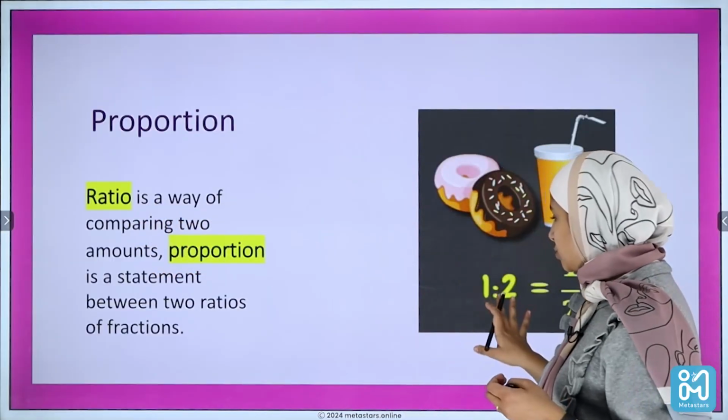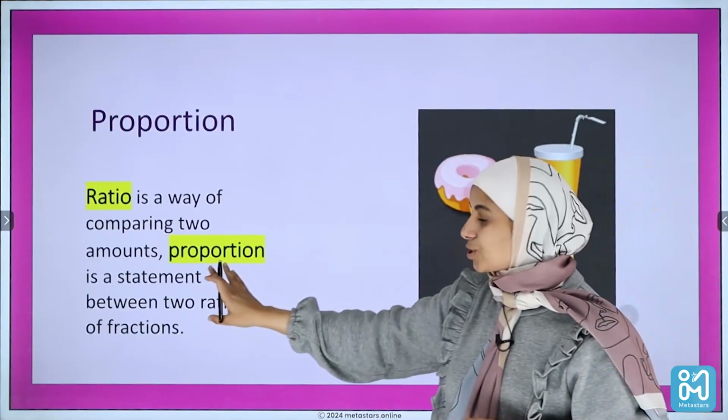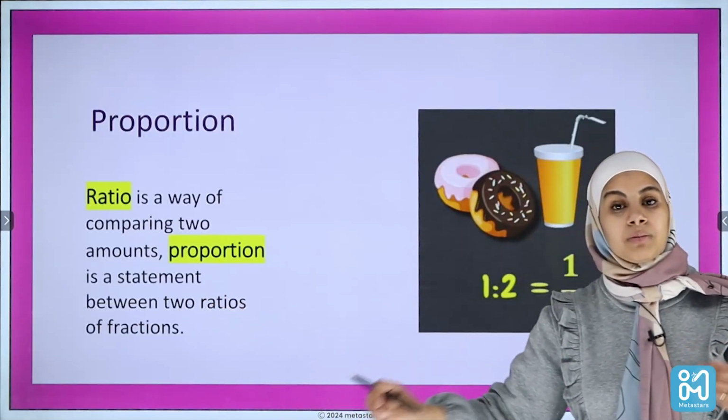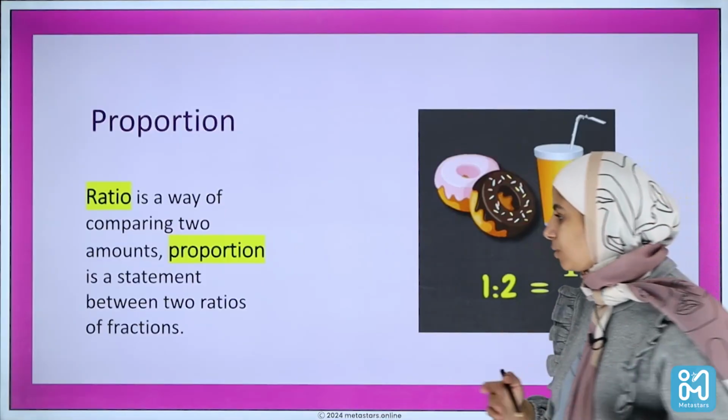Okay, this is actually a given ratio. This is an example, 1 to 2. But proportion actually is a statement between two ratios. You're actually comparing two ratios.